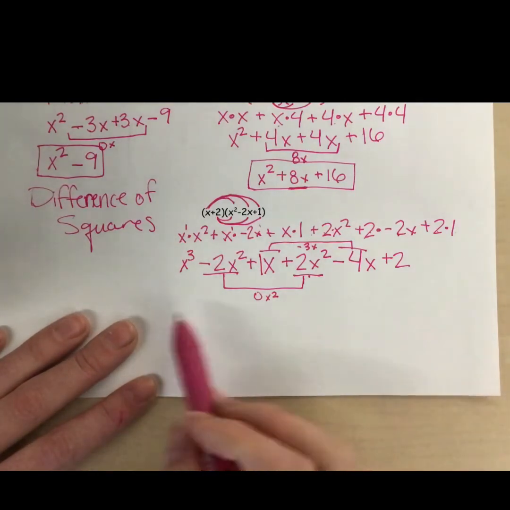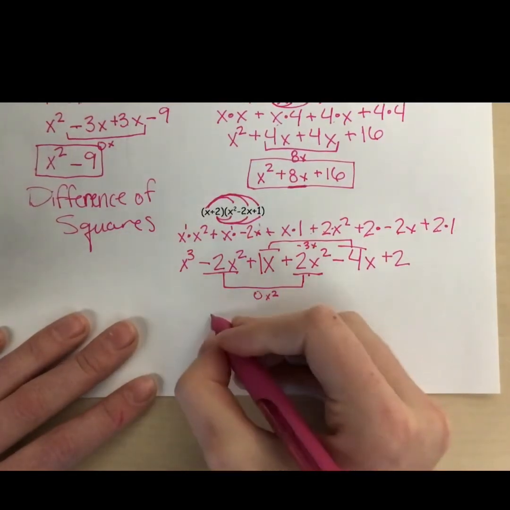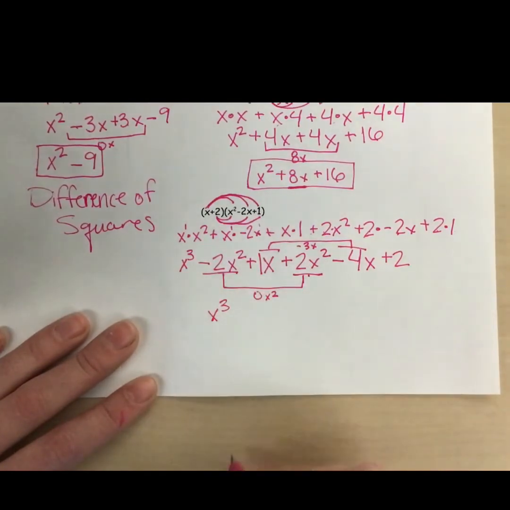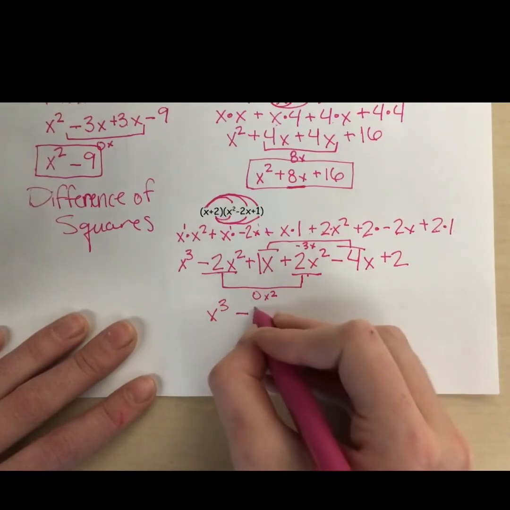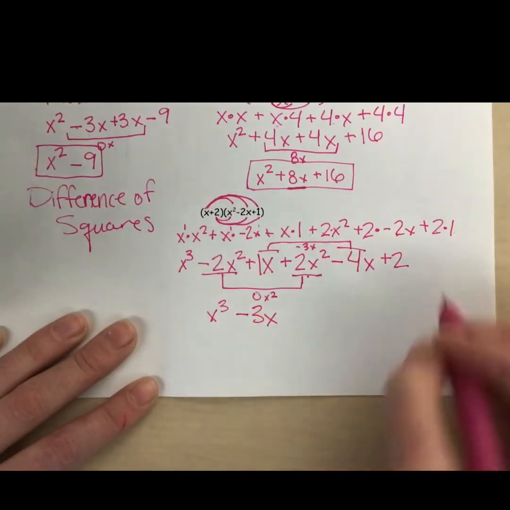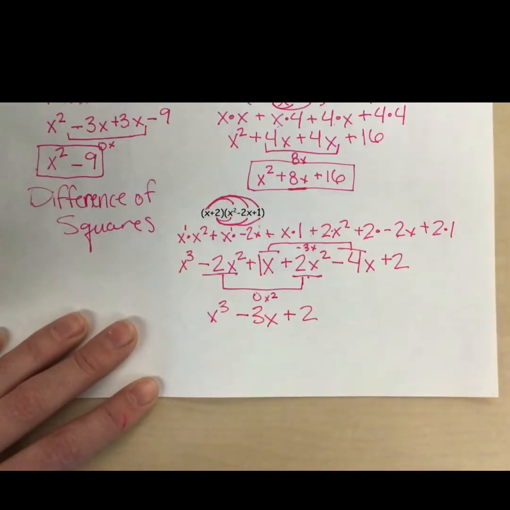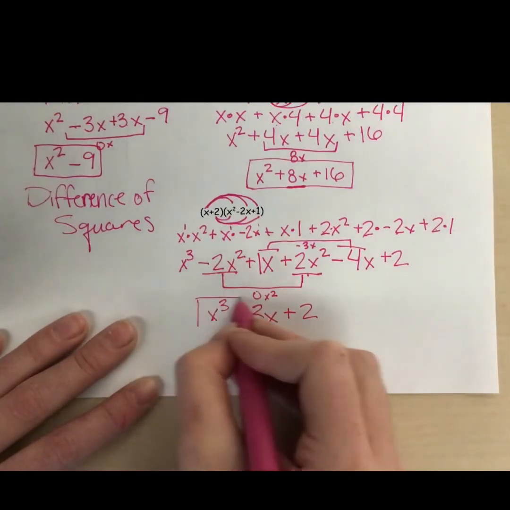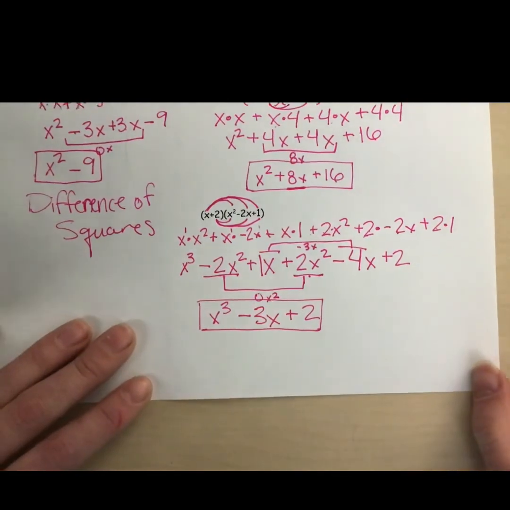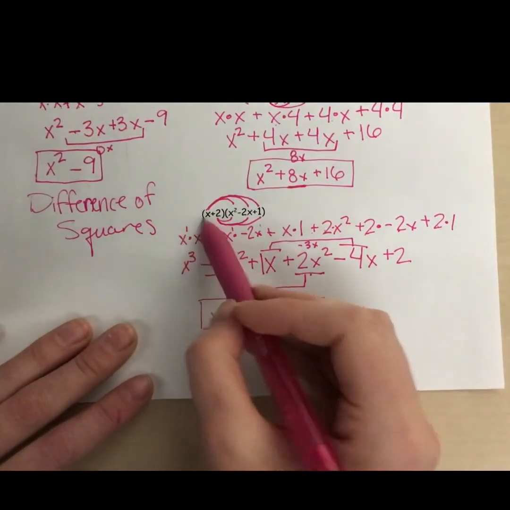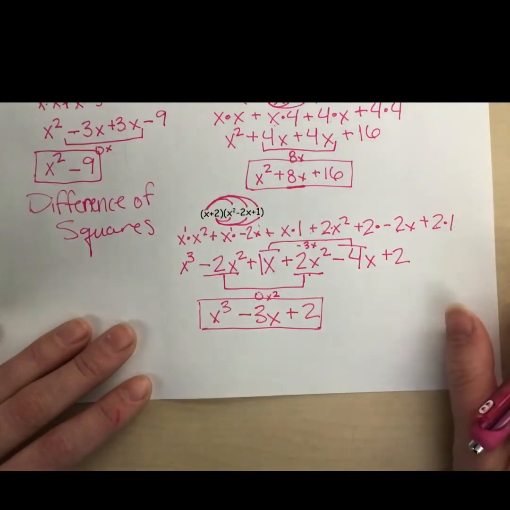I don't see any other like terms that I can combine. So this would be x to the third. I don't need to write this x squared because it doesn't change my expression at all. Minus 3x plus 2. So in this case, we still ended up with a trinomial. But sometimes we'll end up with a polynomial if we take a binomial times a trinomial.